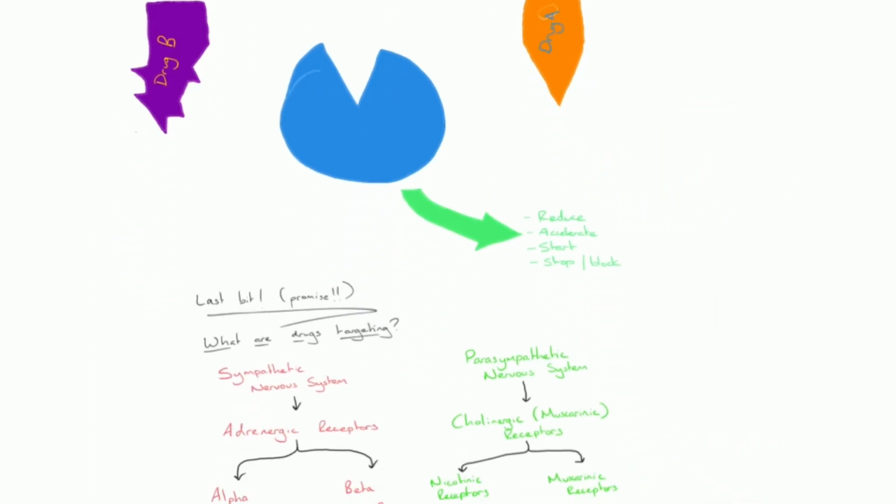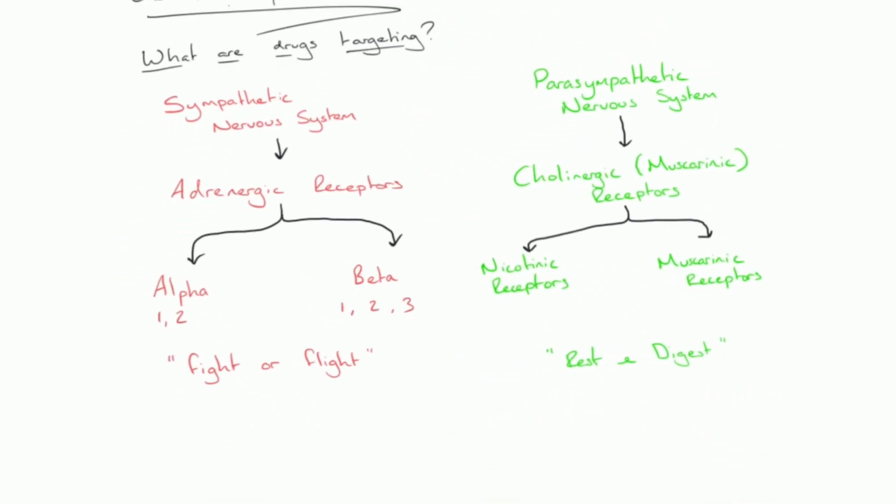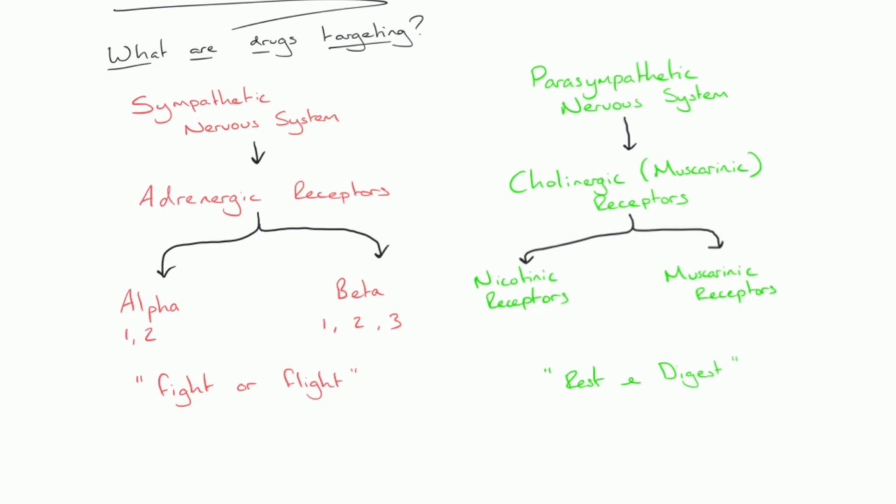And then finally, just to put a bit more meat onto that, like I said, this is the last bit, I promise. What are drugs actually targeting? So drugs actually target either the sympathetic nervous system or the parasympathetic nervous system. So that would be your fight or flight system or your rest and digest system. I'm not going to go into this too much, but it's just introducing the concept here, because when we talk about specific drugs, I'm going to refer to them as things like beta-2 antagonists, for example.